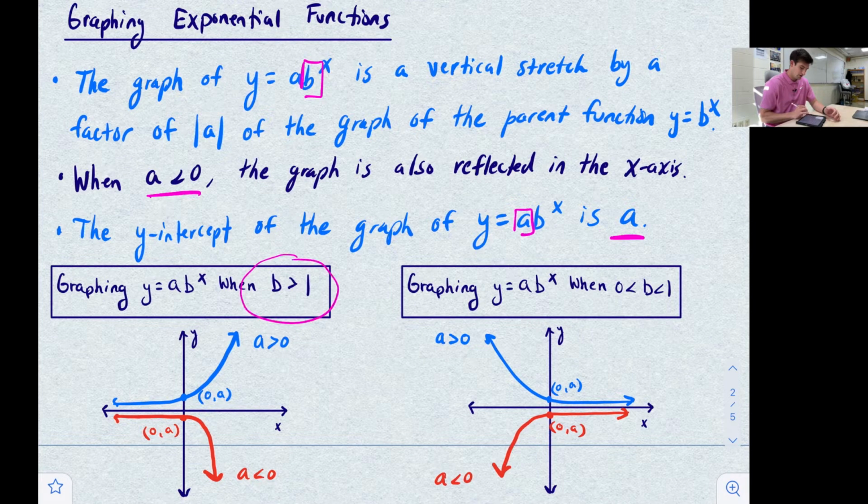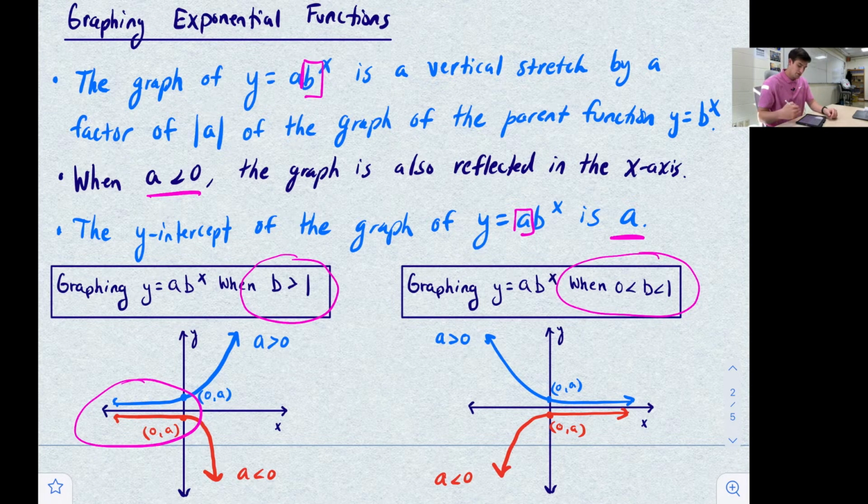When b is greater than 1, when b is between 0 and 1. So if b, the number that is our factor, is greater than 1, then our graphs are going to approach the x-axis on the left side of our graph, okay? Because these exponential functions will approach the x-axis, but they will not cross it, okay? They approach it, but they won't cross it.